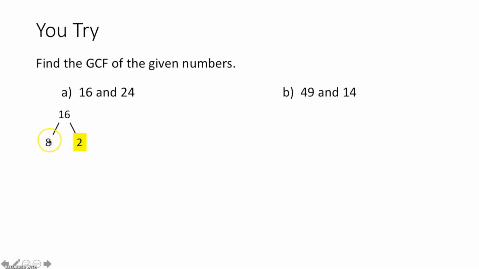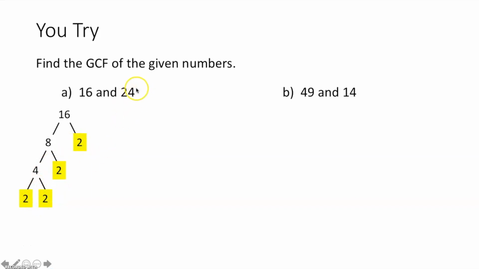But this branch, the 8, keeps going. What two numbers multiply together to make 8? That would be 4 and 2. Again, 2 is a prime factor, so that branch stops. But the 4, I know two numbers that multiply together to make 4. That would be 2 and 2. Now I'm all done with 16 because I have reached all prime numbers in each of my branches.